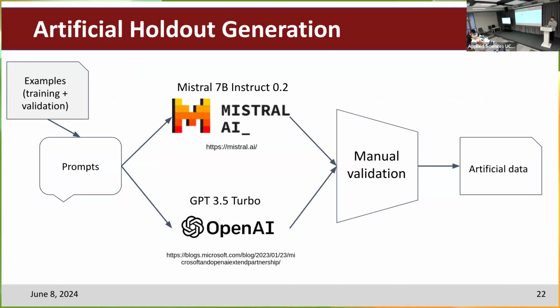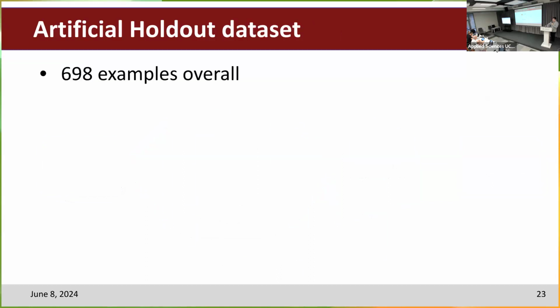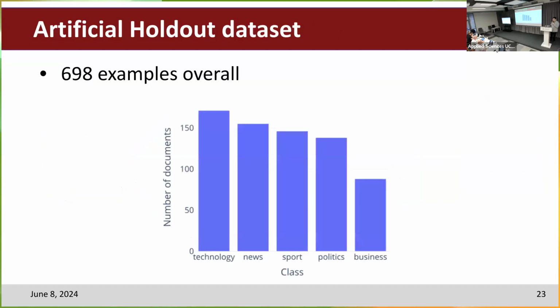holdout used for assessment of generational training, we use two large language models, namely Mistral 7B Instruct and GPT 3.5 Turbo, accessed with the OpenAI API. And well, we fed them with prompts, with examples, and got the artificial data as a result. The final artificial holdout dataset contains about 700 examples. And as you can see, the distribution is also skewed.